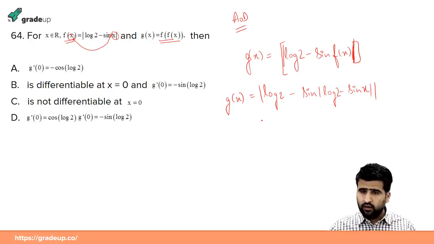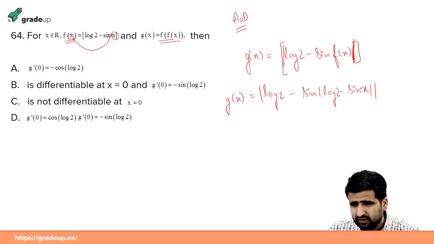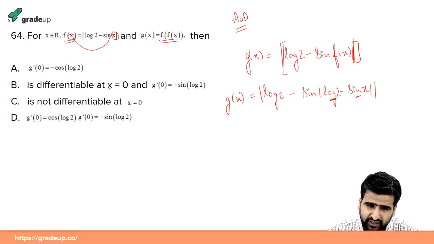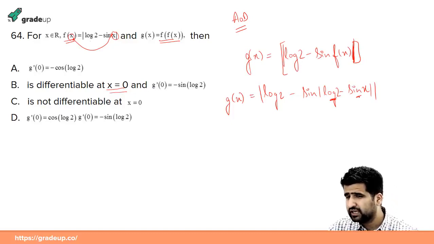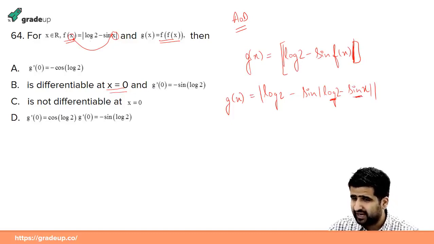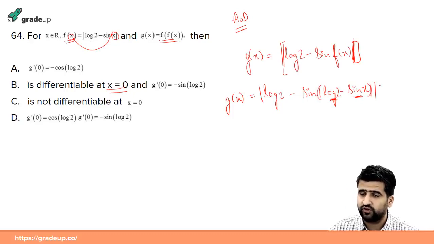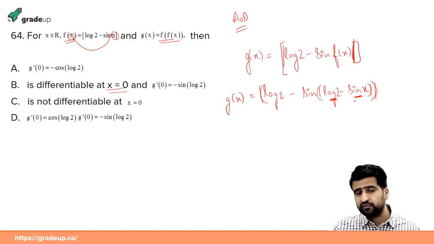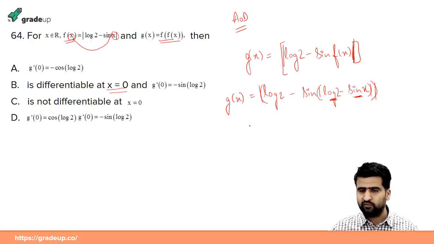And if you see this log 2 minus sin x, the value of log 2 is almost 0.30, and if you need to find the differentiability of this function at x equal to 0, you need not worry about the sin x. This sin x will be very small compared to this log 2, so we can remove this modulus from here, because this will always be a positive quantity, since log 2 will always be greater than the value of sine in the vicinity of x equal to 0. So that's why I'm removing the modulus over here.